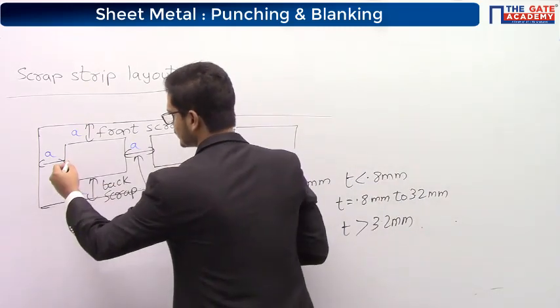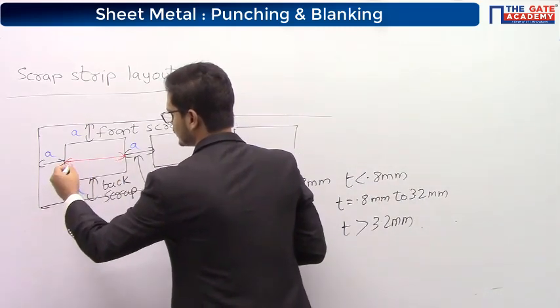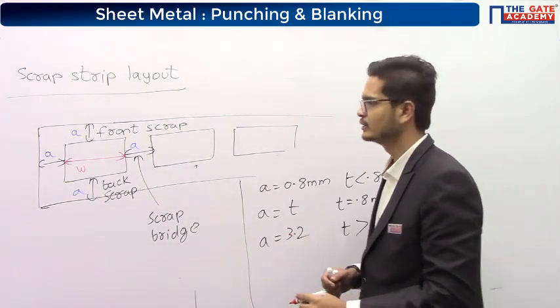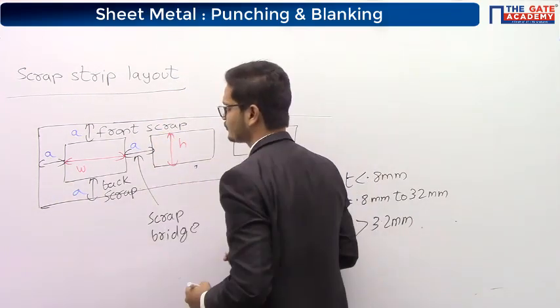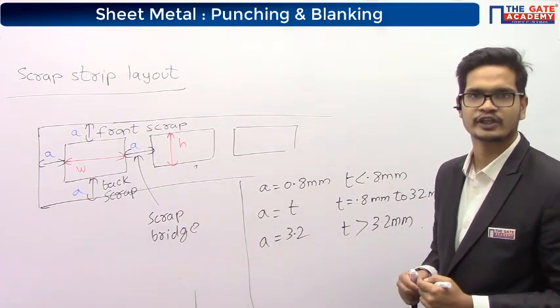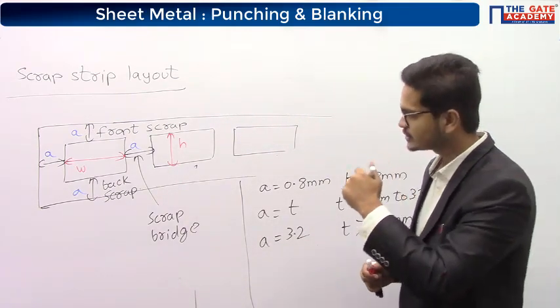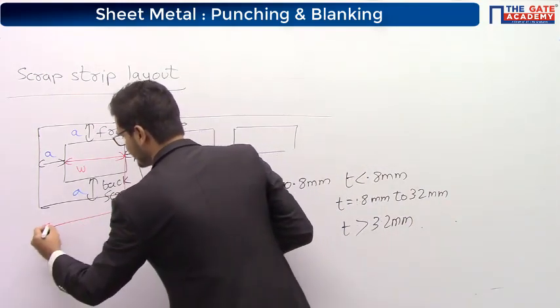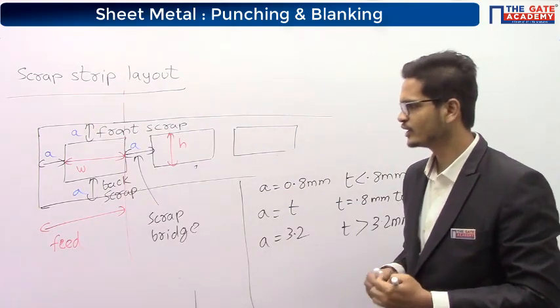Let us suppose this is the width of the required blank. This is the height of the required blank. So what is going to happen is, you will have a feed distance. What is a feed distance?